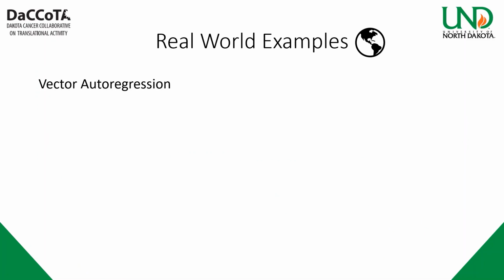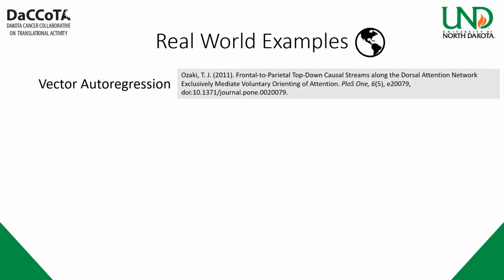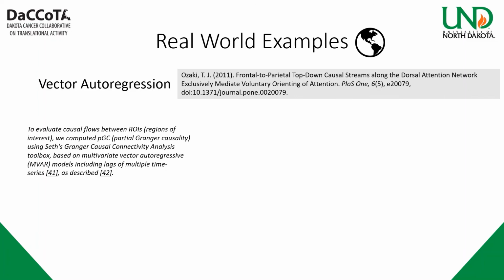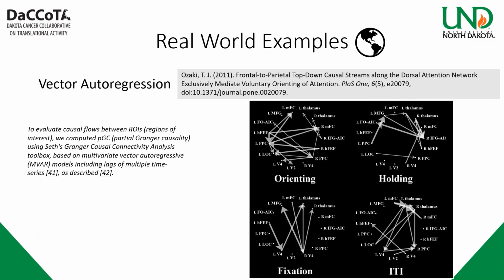So, vector autoregression. I had a hard time finding a clear example here, but essentially they looked at partial Granger causality, which is based on multivariate vector autoregression. They're trying to model, I think, the orienting of attention over these different domains of the brain over time. Again, I'm not really sure how to interpret this, but they used vector autoregression to do interesting, complicated things.